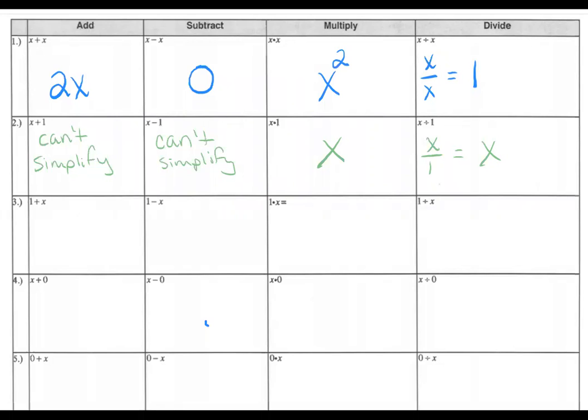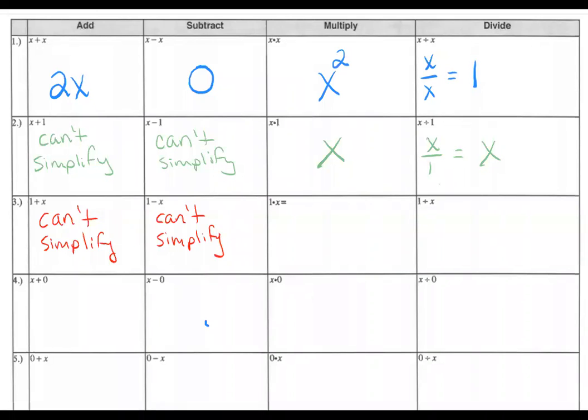Moving on to our third row, we are still dealing with 1, but in the opposite order. So starting with 1 instead of our variable. So for number 3, 1 plus x, same as number 2, you cannot simplify. Those are not like terms, and so it doesn't matter, even if you switched it around, cannot simplify. Same thing for the subtraction, 1 minus x, you cannot simplify. No special case with adding or subtracting with 1.